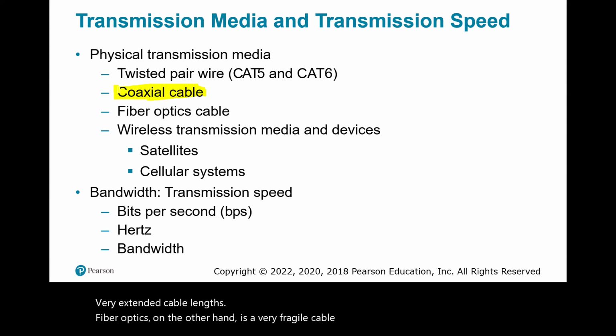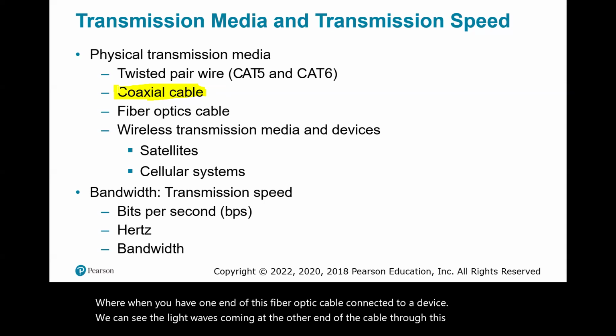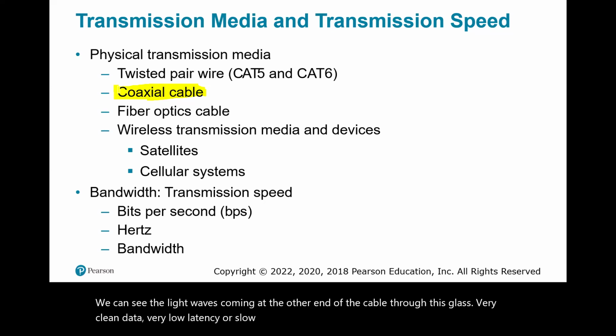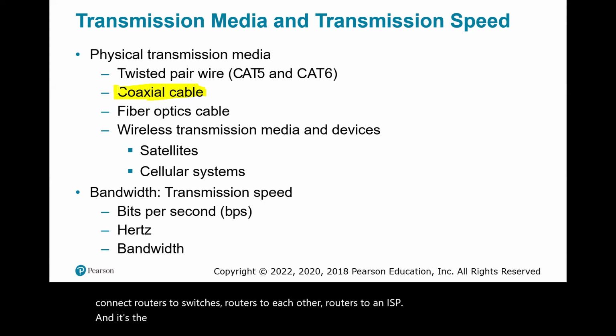Fiber optics, on the other hand, is a very fragile cable. It's made up of glass, where when you have one end of this fiber optic cable connected to a device, we can see the light waves coming at the other end of the cable through this glass. Very clean data, very low latency or slowdowns within data transmission, and usually is used to connect routers to switches, routers to each other, routers to an ISP, and it's the foundation of Optimum and Verizon's cable television offerings.